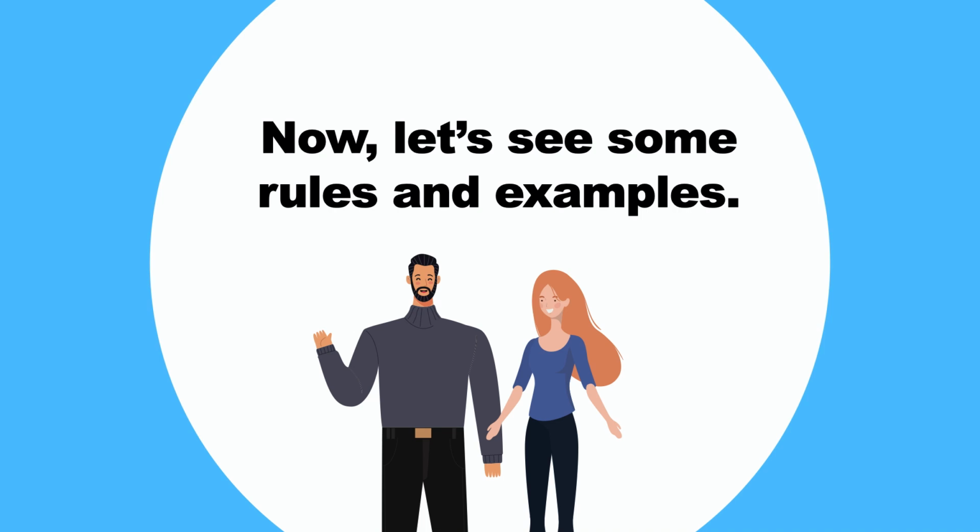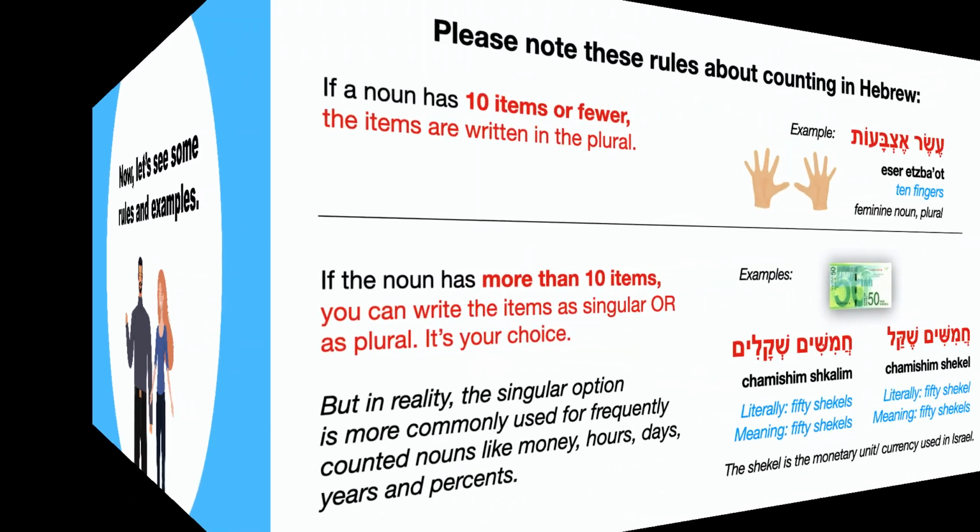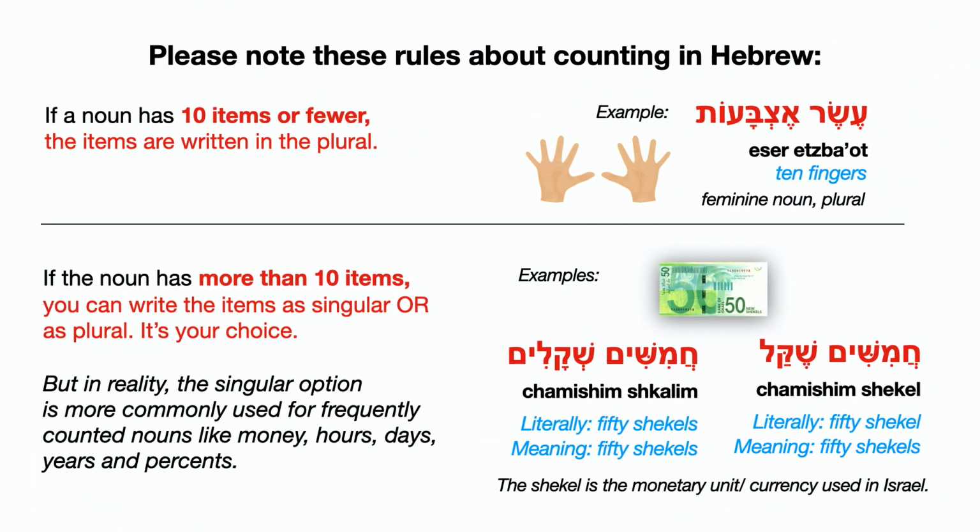Okay, so we saw a lot of numbers. Now let's see some rules and examples. Please note these rules about counting in Hebrew. If a noun has 10 items or fewer, the items are written in the plural form.